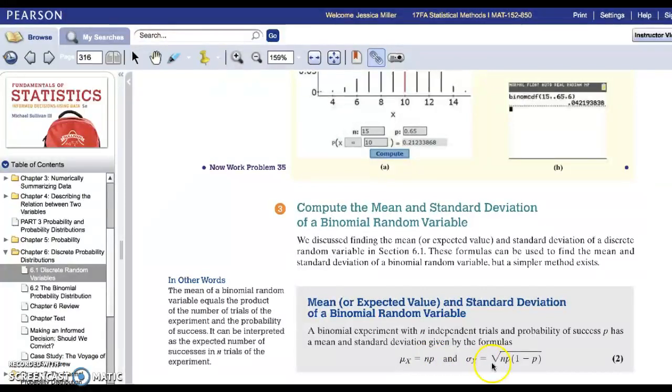Then for the standard deviation, you do have to use your N and your P here to do this by hand, but it's a very quick calculation. You're not going to be doing a table and a lot of work to get that.